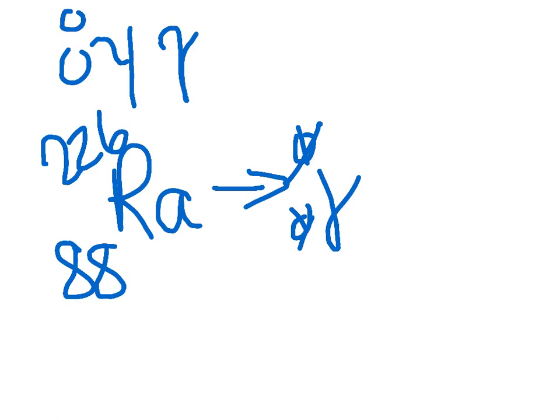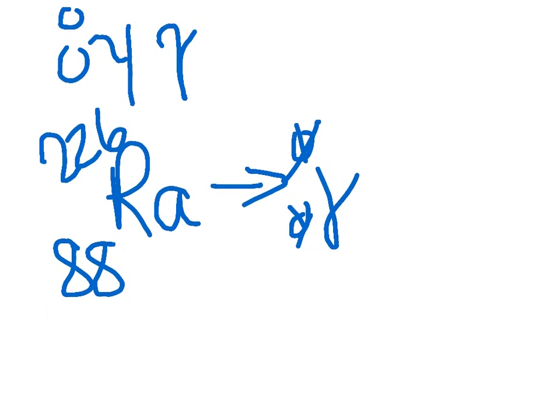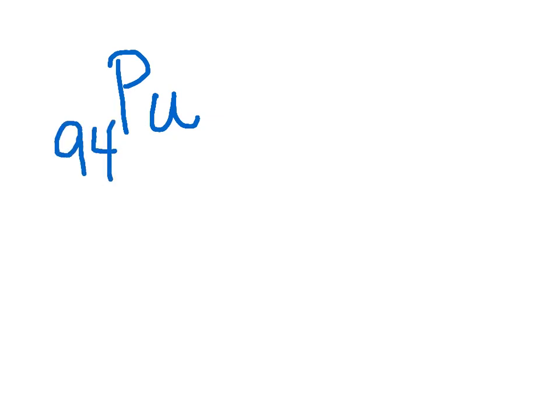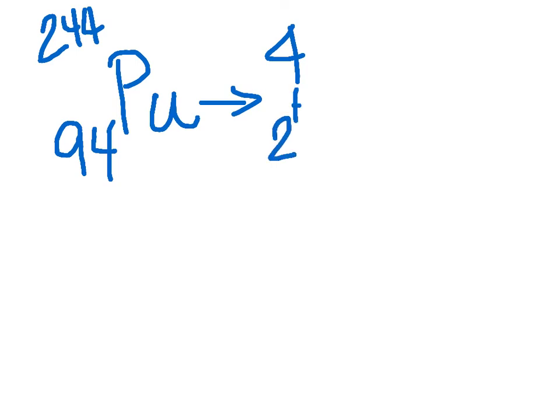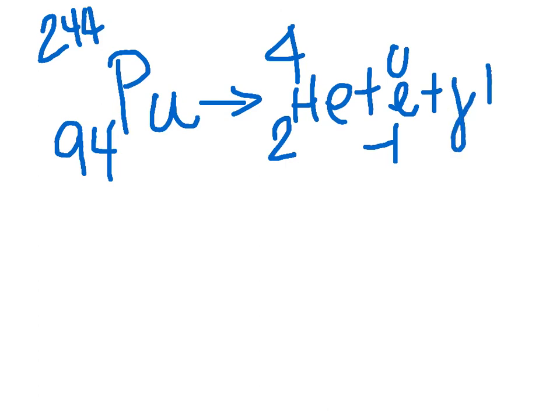Let's do something, for instance, like element Pu. Okay, let's do element Pu. Pu is number 94. We're going to say 244 for the mass. And we're going to write that it decays an alpha, a beta, and a gamma. And my question to you is, what's left?